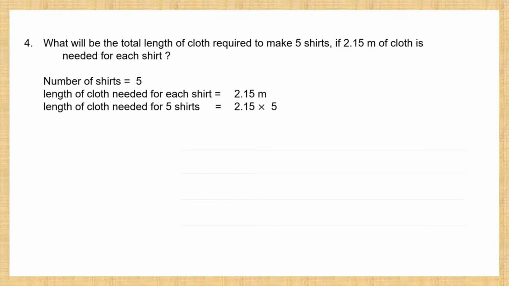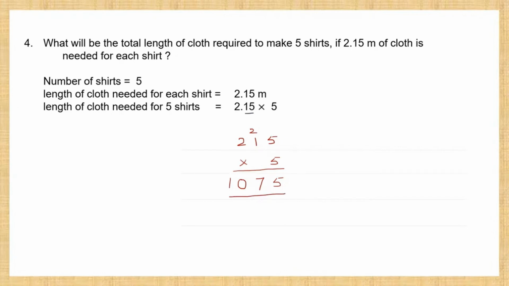Multiplication of decimals, ignore the point. So when I ignore the point, my number is simply 215. And I'm going to multiply this by 5. Let's start our multiplication. 5 fives are 25. Carry 2. 5 ones are 5, 6, 7. 5 twos are 10. So I've got 1075.